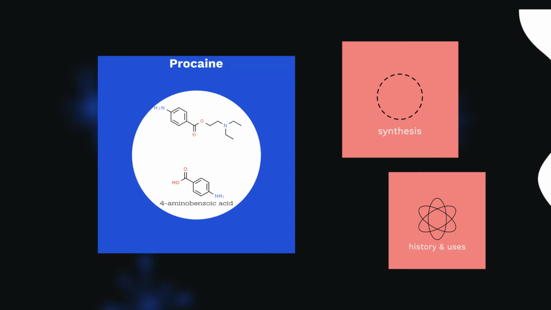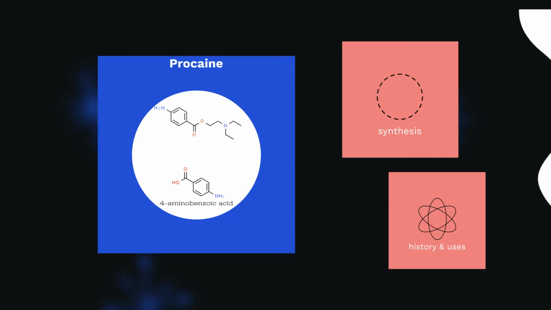Okay, let's talk about procaine. First, we'll be talking about its synthesis, and then we'll also be talking about its history throughout time, as well as the uses that we've been using it for. First of all, procaine's an ester of 4-aminobenzoic acid, and it was first discovered in search of a superior local anesthetic without the side effects of cocaine. We'll be going over the synthesis very shortly.